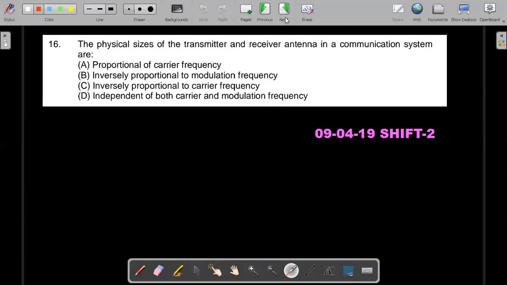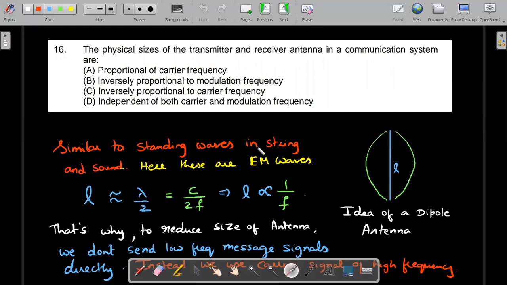Okay, so here's the solution and all the explanation that is needed. Okay, right. So what is an antenna? Antenna actually either sends out electromagnetic waves or receives. So it's like a rod that you can have. There are many shapes of antenna. I have taken a simple case of a dipole antenna. A dipole antenna, whenever it transmits or receives waves, it does so with EM waves forming almost standing waves. So similar to standing waves in string and sound, here there are EM waves.